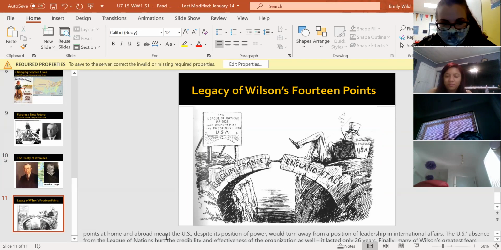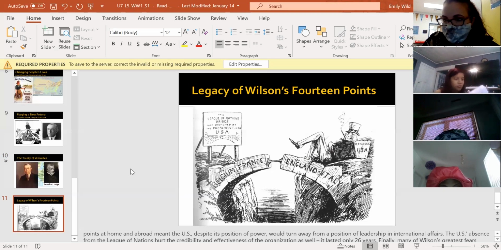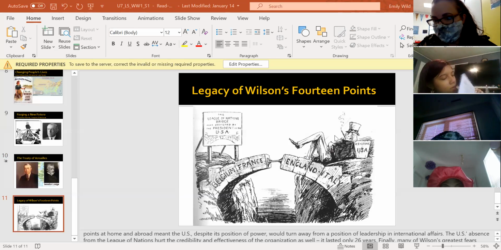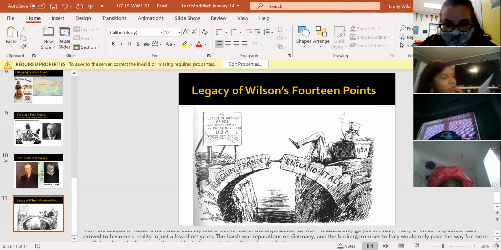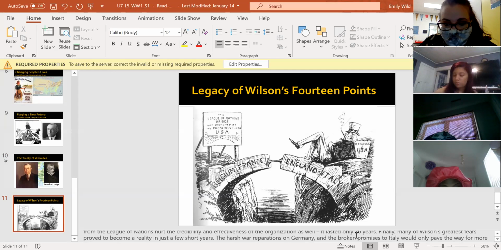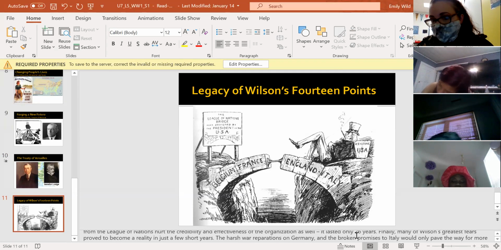And so what is the legacy of this? As we know from Mr. Quinn's class, the failures of World War I and the United States' role in World War I directly lead to World War II. The League of Nations only lasts for 26 years, and all of the punishments inflicted on Germany after the Treaty of Versailles lead to that fuel that will lead to World War II.